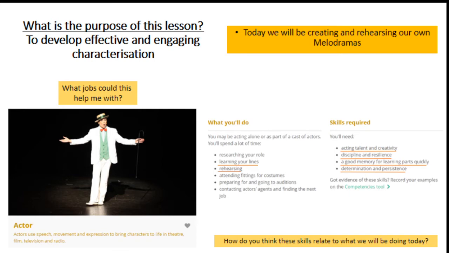So, today we are focusing on developing effective characterisation and engaging characterisation, and hopefully you will get onto some practical today. So, our Unifrog link is the career of an actor, and some of the things that an actor does that you will focus on today in our lesson is learning lines and rehearsing. And some of the skills that are required of an actor that you will focus on today is acting talent and creativity, discipline and resilience, good memory for learning parts quickly, and determination and persistence.